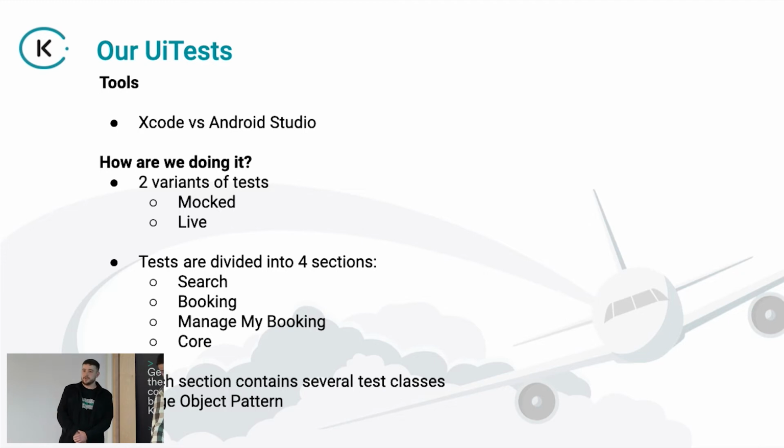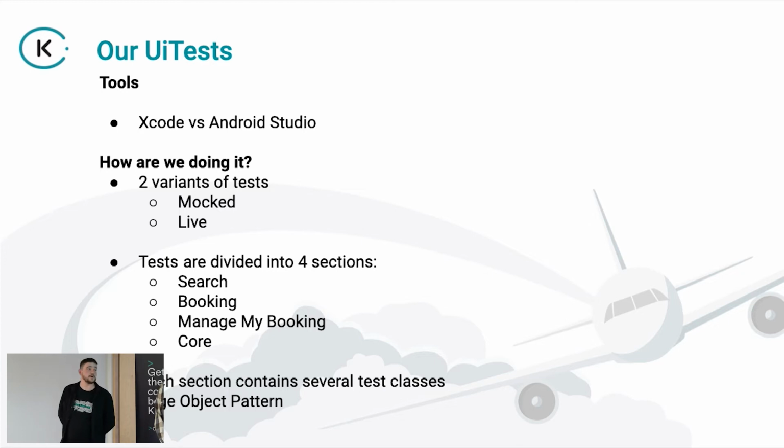Which tools are we using? So obviously, when we decided to go native, we are using Xcode for iOS tests and Android Studio for Android. And we have two variants of the test. The first one is the mocked, which are using mock data. It's isolated from the external environment. It's much more stable, and we run them before every merge and during the night.